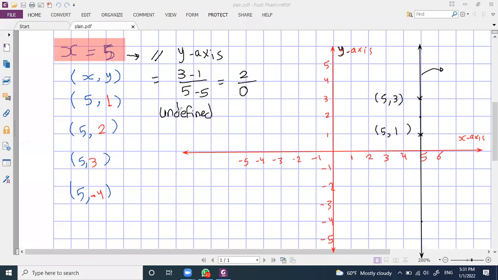So this is undefined. We couldn't find the slope of this line, and to be more accurate, the slope of this line is positive infinity, but we couldn't write it because we can't divide by 0. Okay, did you get it?